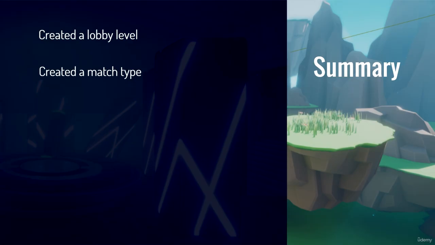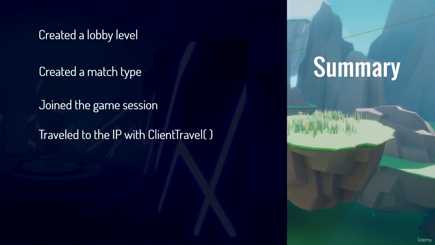So in this video, we created a lobby level and we created a match type to associate with our particular session, and we did this using the session settings. We also joined the game session and traveled to the correct IP address using client travel. So we now have an understanding of the session interface and the various functions that we can use on the interface to connect to game sessions. So we're ready to create our plugin and put all of the session code into its own specialized class so we don't have to crowd up the character class with network code because that's not where it belongs. So we'll get started with that in the next lecture.